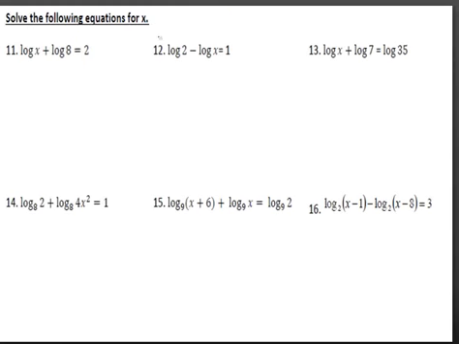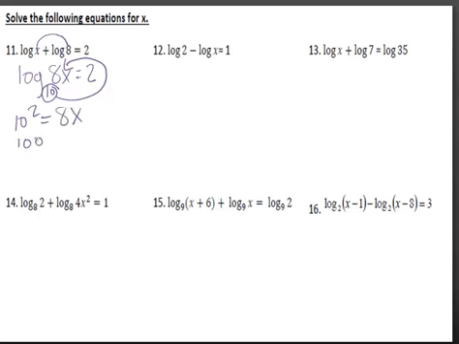Alright, solving logarithms. Now, in this case, everything should be an x equals answer. So number 11, first things first, it's adding, so I need to condense it. So I'm going to do log of 8x equals 2. There's an imaginary 10 there, so then I do my loop trick. So I get 10 squared is equal to 8x. So that's 100 equals 8x. So I divide by 8. Always divide by the number in front of the x. So x is equal to 25 over 4. Okay? Leave things in fraction form, that's totally fine.